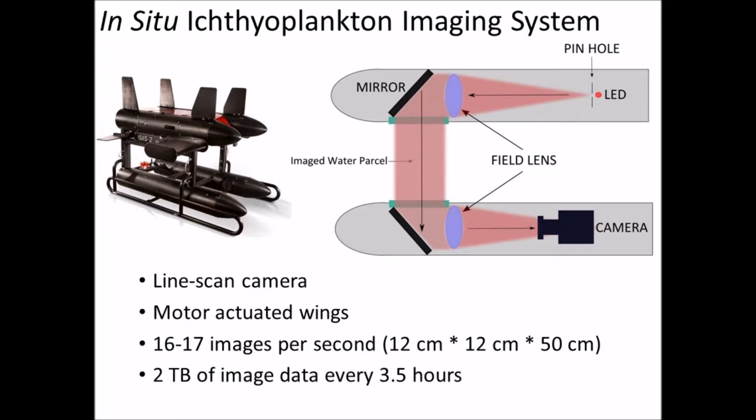Whenever there are plankton or particles in this area, they actually block the light source, and so we image them as shadows. This is called shadowgraph imaging. The advantage of it is that when you backlight something, you have a large depth of field. So anything in this imaged water parcel stays in focus, and you can image a relatively large volume of water. We use a line scan camera, which is good for towing.